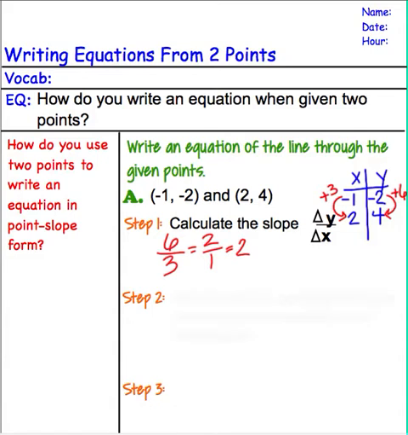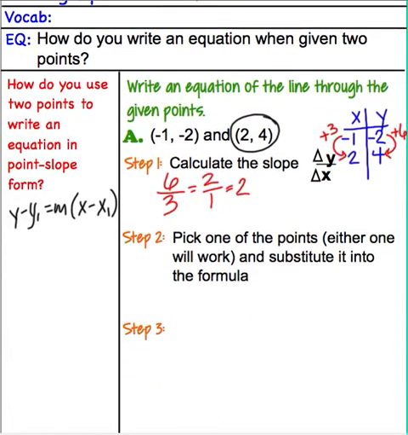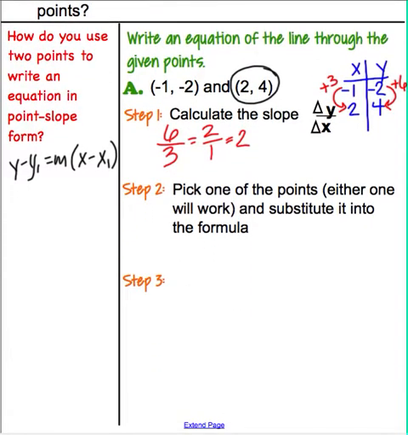Our second step then is going to be picking one of the points, and either one is going to work, and substitute it into the formula. Because, if you recall, our formula is y minus y1 equal to m, or our slope, times x minus x1, point slope form. Because of those minus signs, and I don't want to deal with chunky pluses, I'm going to choose to use 2, 4. Either one will work. That's what I am choosing. I typically like to stay with the one that is mostly positive.